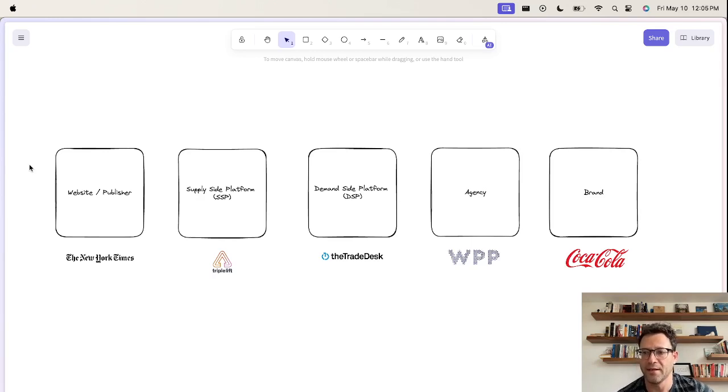They're aggregating the demand, meaning advertising campaigns. To the right of those, you will have agencies. So think of them as running advertising campaigns and strategy, and even creating the ads themselves on behalf of a brand, which in this case is Coca-Cola, all the way on the right.